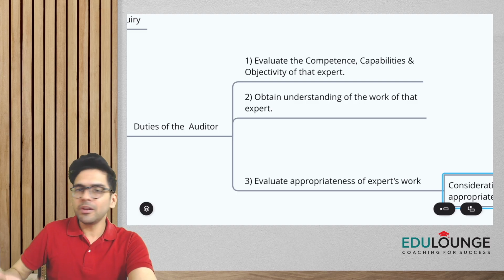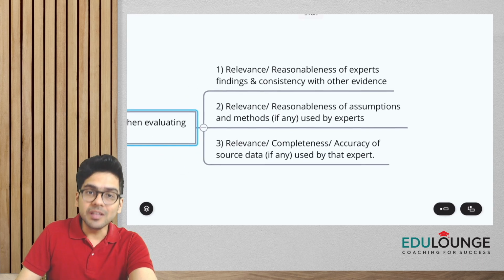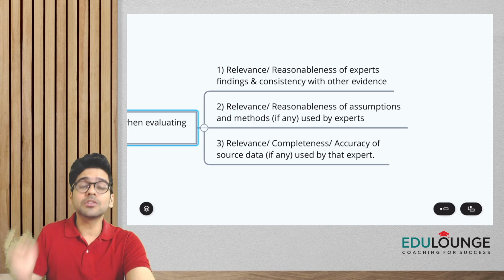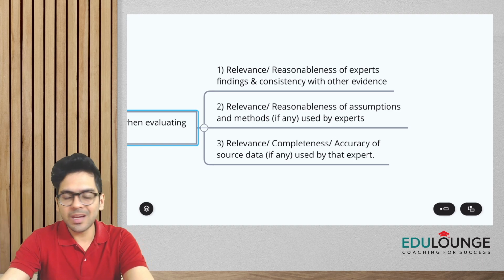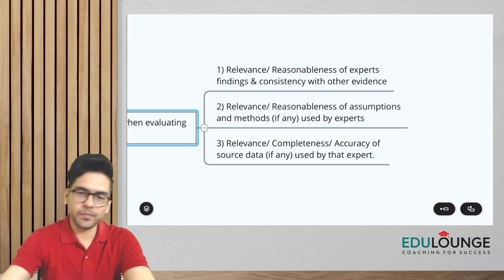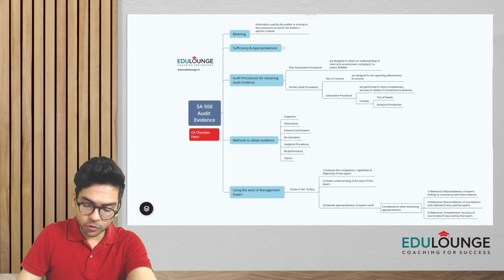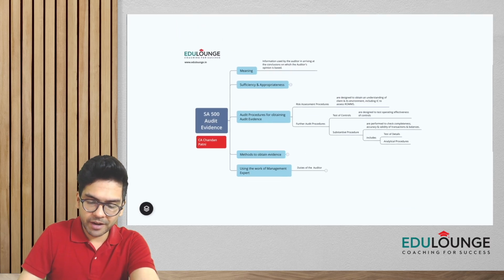And how will we see whether the work is appropriate or not, guys? Three things. You have to check the reasonableness of his findings, check the reasonableness of the assumptions that he has used, and see whether the source data used by the management's expert is relevant, complete, and accurate or not. That's it. And with this, SA 500 is over. We have covered almost all the important concepts from SA 500.